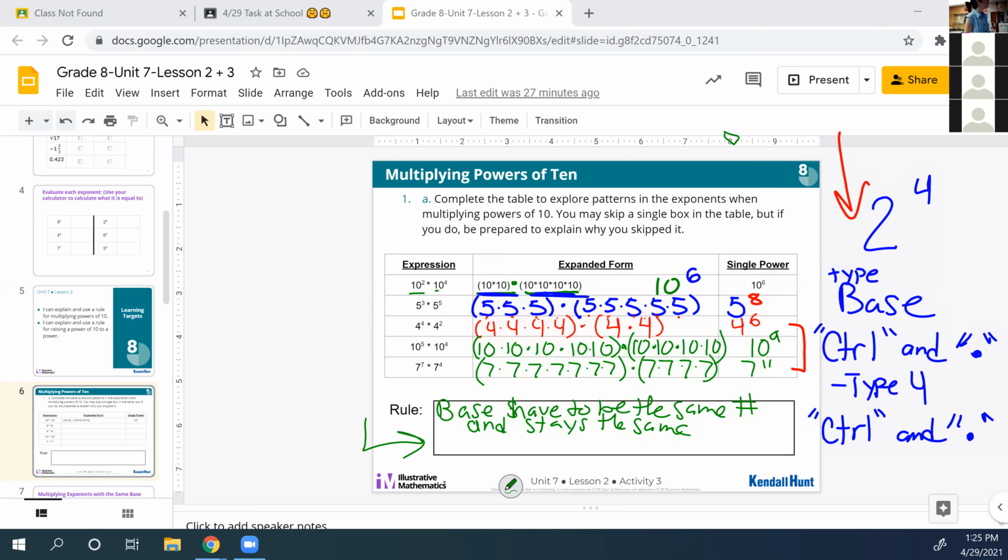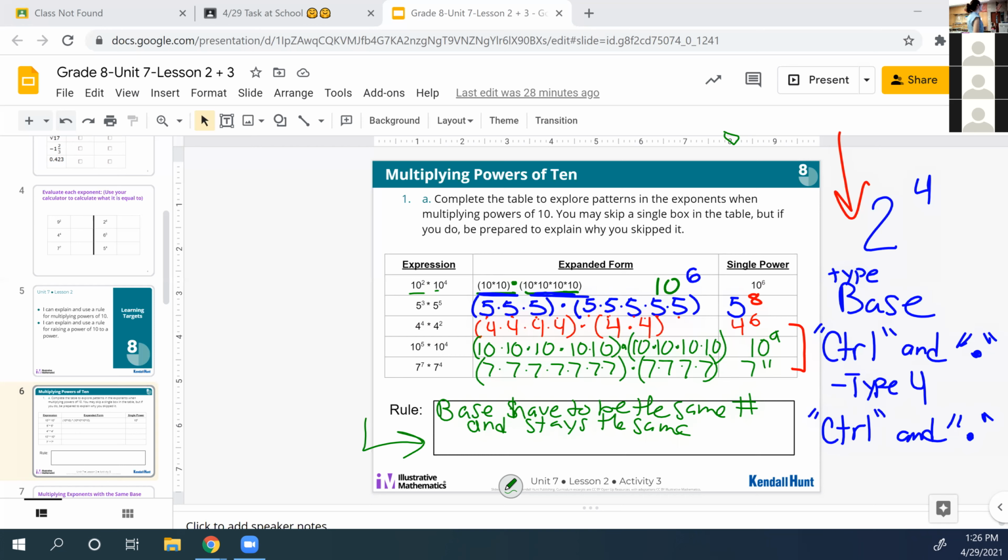Very good, Olivia. So what would I have to do to 2 and 4 to get me to 6? What would I have to do to 3 and 5 to get me to 8? What would I have to do to 4 and 2 to get me to 6? Very good, Bridget. Very good, Courtney.